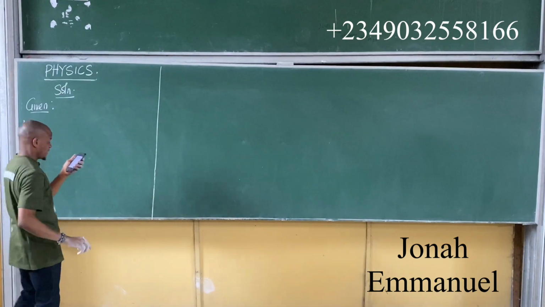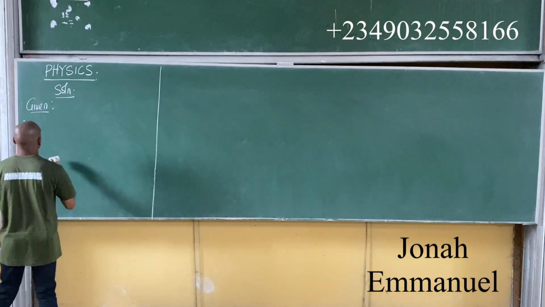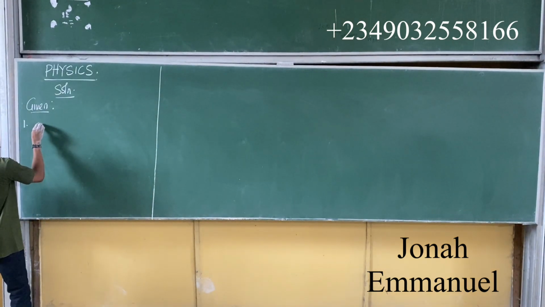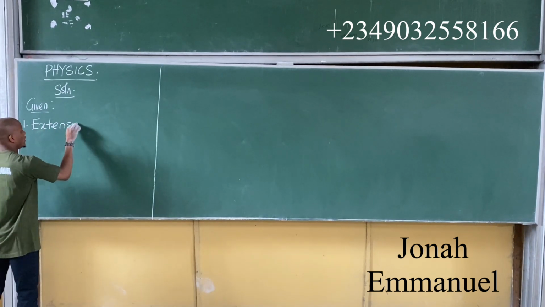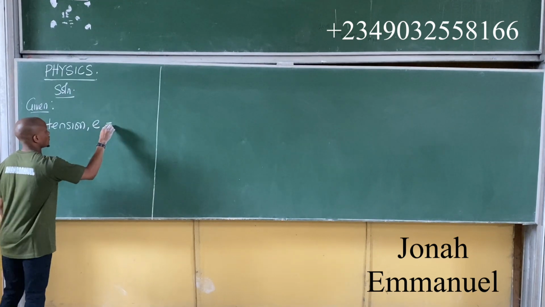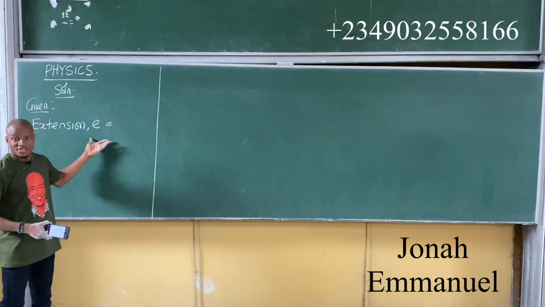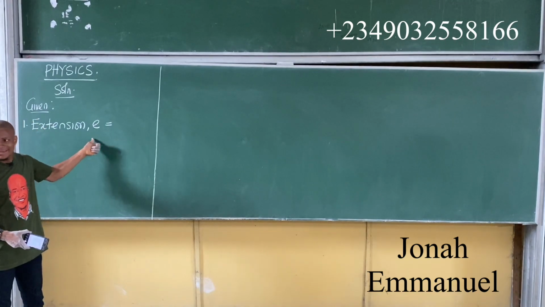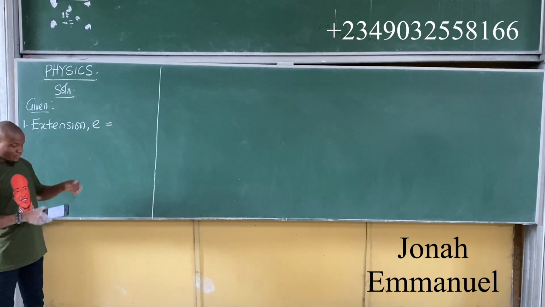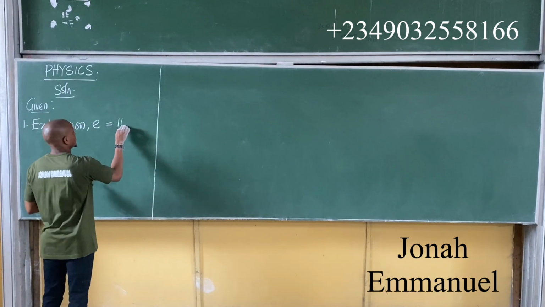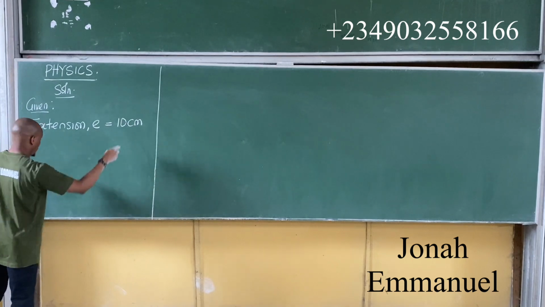The first thing they said, a spring extends elastically. So the first thing you're given there is extension. Perhaps we call this extension. This is how you write an example. Extension E is equal to... When you say E, define it. Don't assume you know. So E is equal to 10 cm. Define it, then write the symbol equal to this.